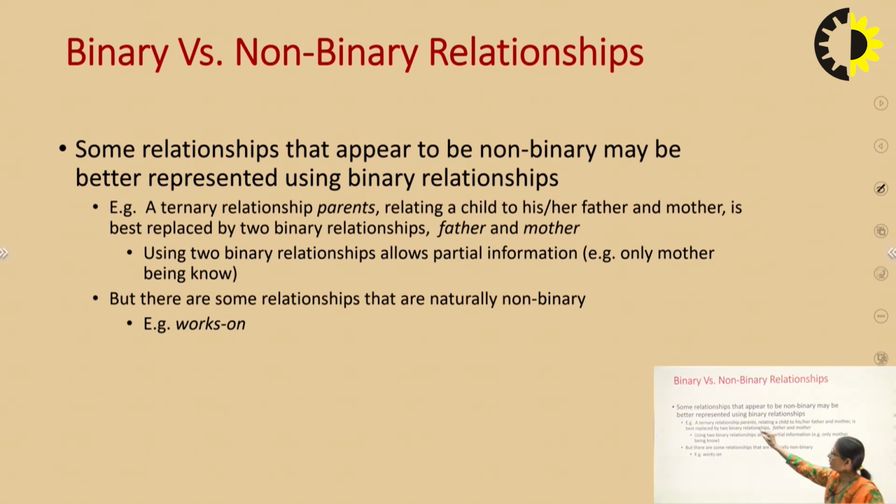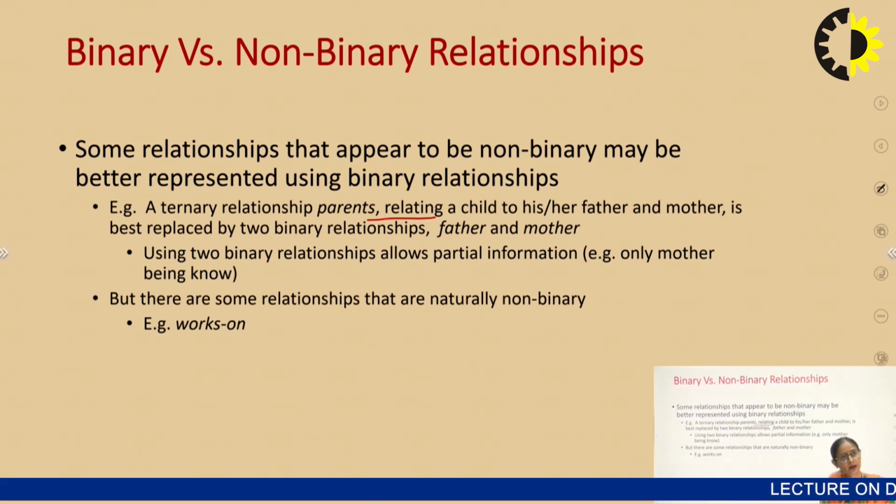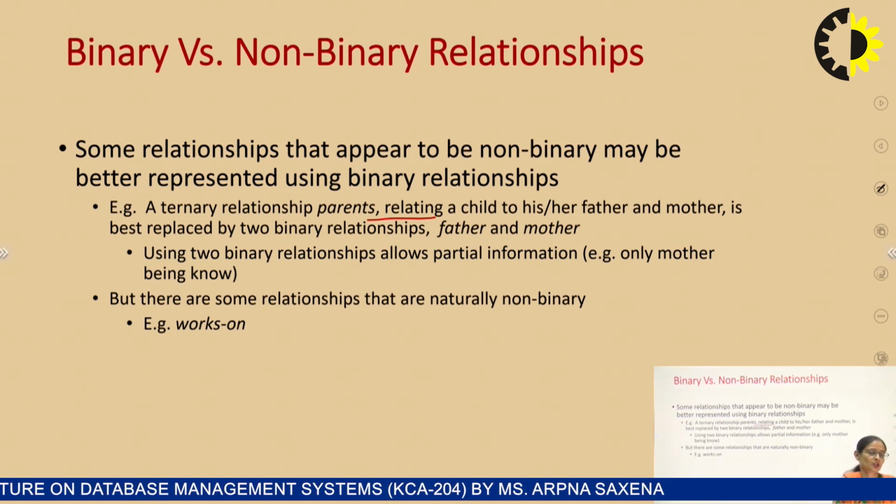Whereas with the ternary relationship, what is happening? It is showing the full picture. That is how a single child is being related to two persons, and who is father and who is mother. But if we convert a ternary relationship into a binary relationship, then sometimes data is lost. With a binary relationship, we could only recognize that this is the mother of a child or this is the father of a child. So using two binary relationships allows partial information, but there are some relationships that are naturally non-binary, for example, works on.